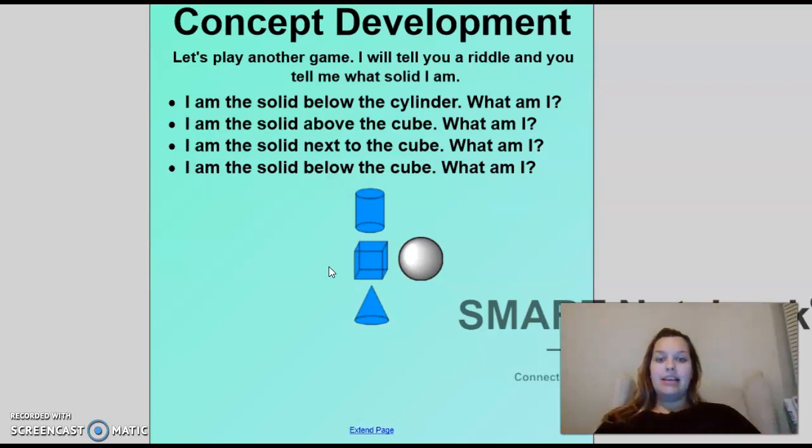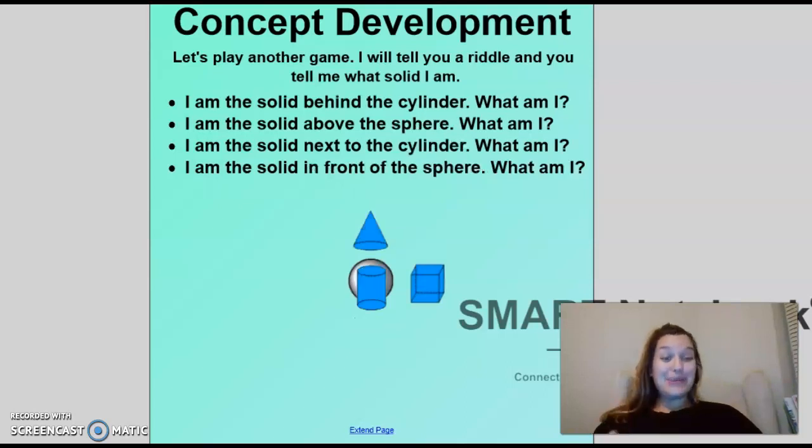I am the solid below the cube. Okay, so here's my cube. Below the cube. What's below the cube? Is it the cone? Yeah, look at. Here's the cube, and below the cube is the cone. Okay. That was so much fun. Let's do one more game of that.